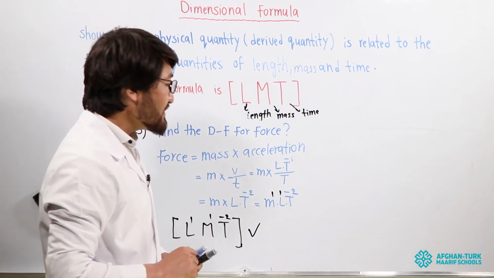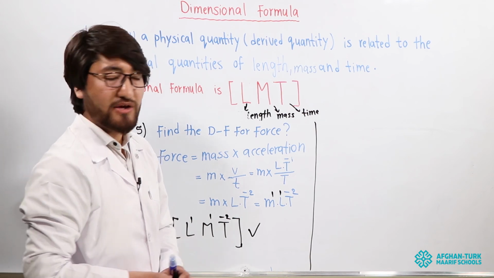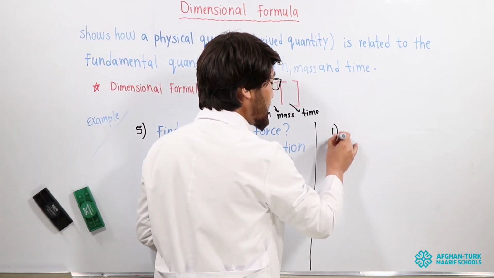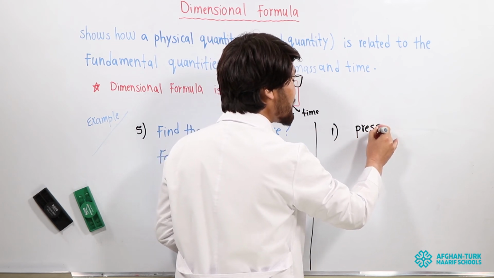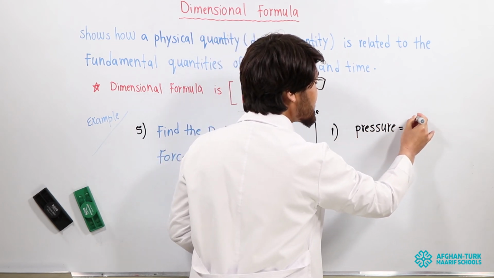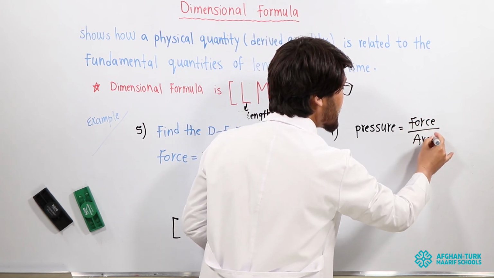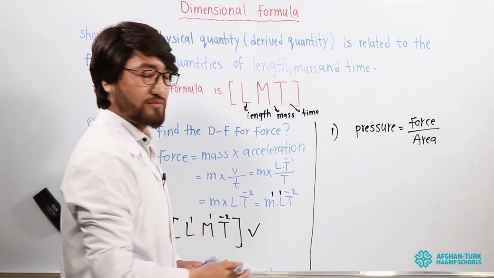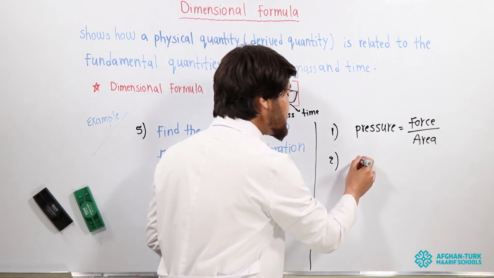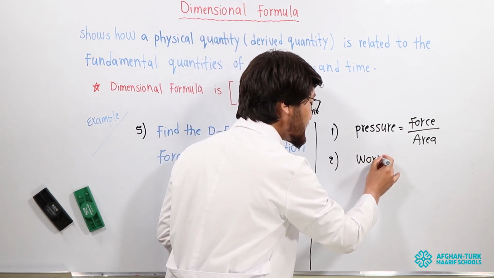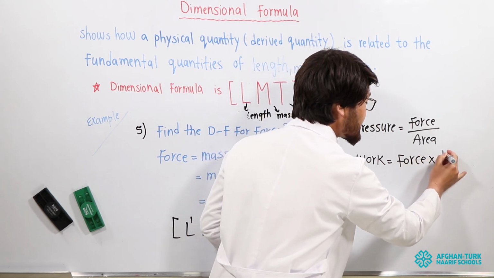Now, my students, I give you some homework, you can solve by yourself. Number 1: find the dimension formula for pressure. Do you know pressure is equal to force over area? Try to find the dimension formula. Question number 2: find the dimension formula for work. Work is equal to force times distance.